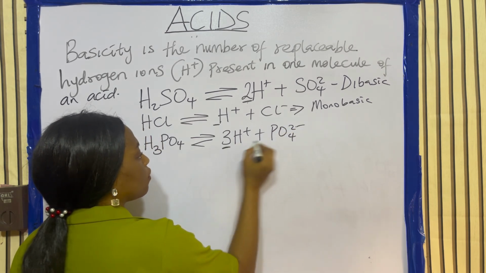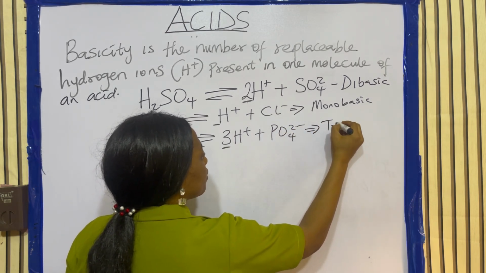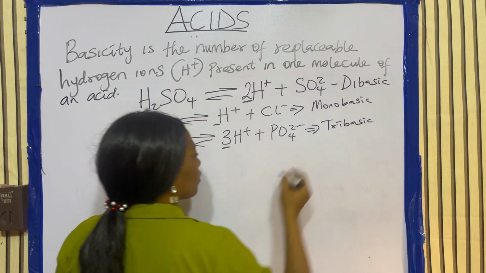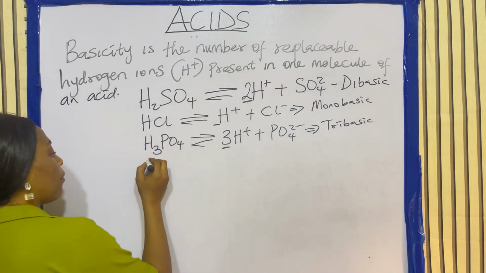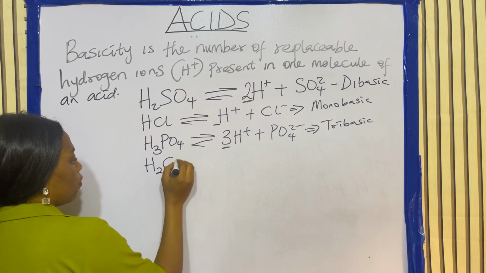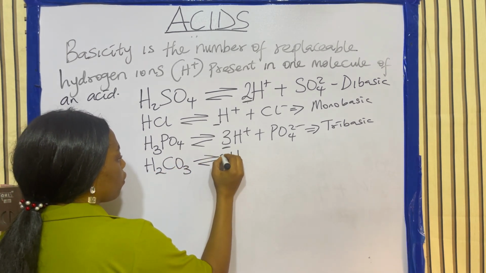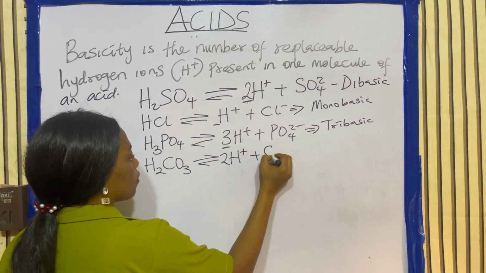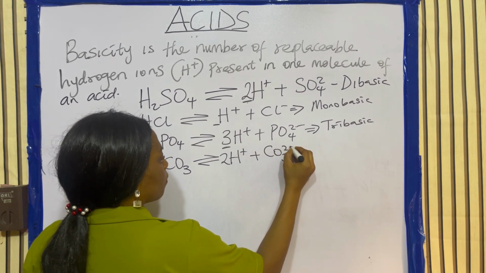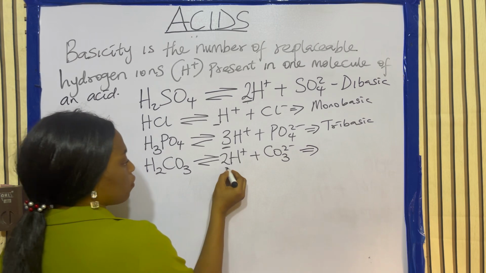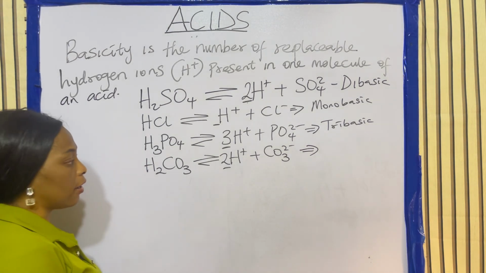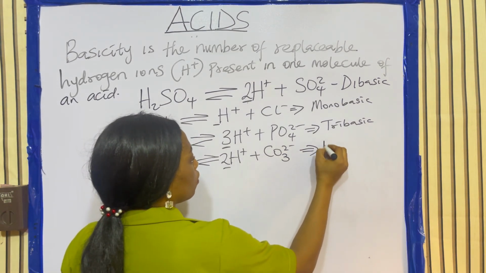So we say it is what? Tribasic. Let's look at trioxocarbonate (IV) acid. When it ionizes, it gives us this. So we say it is what? What's the number of replaceable hydrogen here? We say it is what?